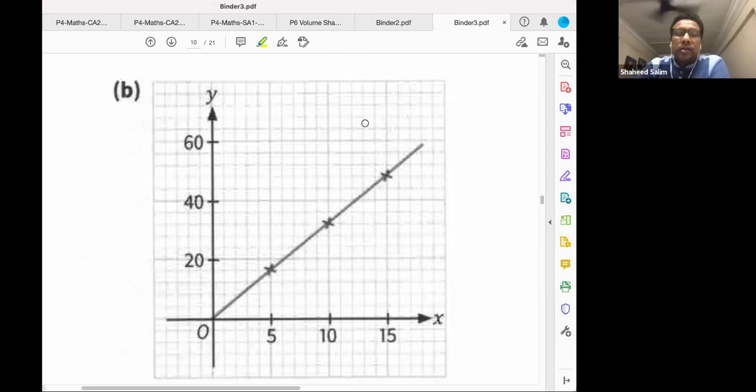So the question is, are X and Y in direct proportion? Let us see now. Okay, Shafi says yes. So your reasoning, Shafi? Yes, they are. Reason? I cannot.